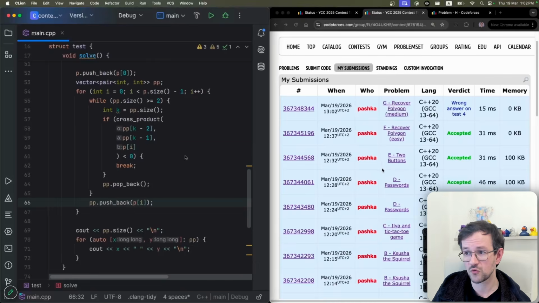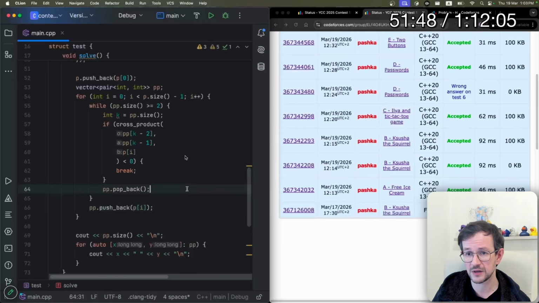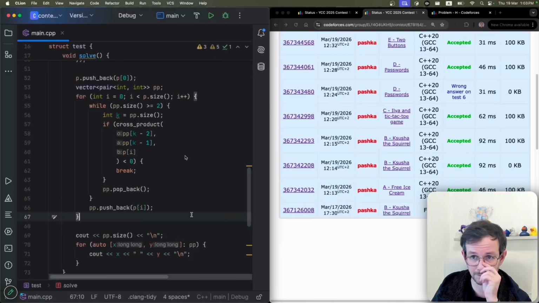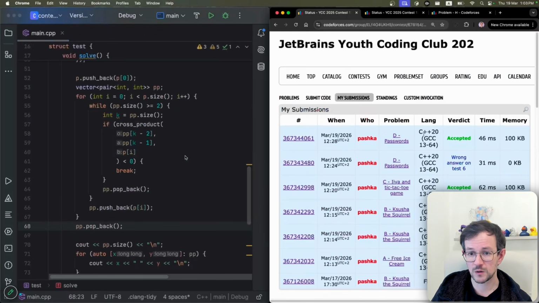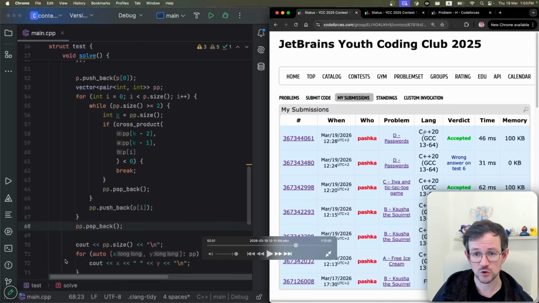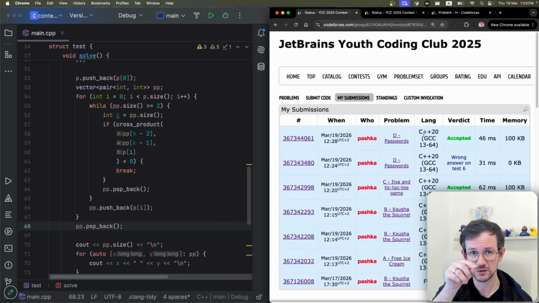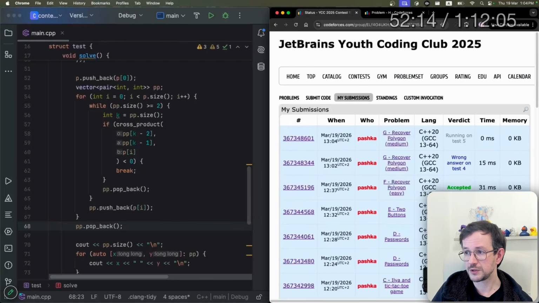Here I have a constant test 4. Okay, so this -1 should not be here. I try all the points, including the first point once again, so I start and finish in the same point. In the end, I pop this last point because it is always at the end, so I don't repeat it. And here I get wrong answer on test 6. Oh no, 5.